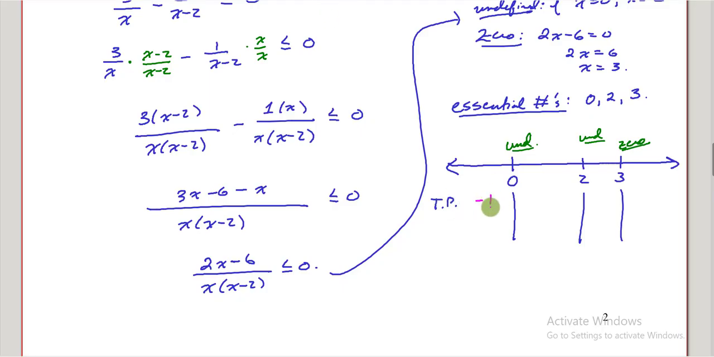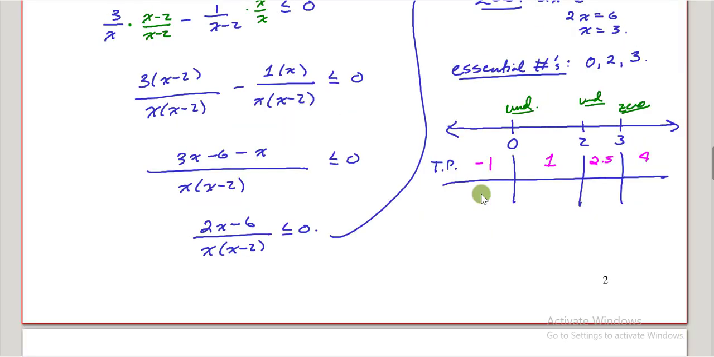Let's take, say, -1 and 1, and say 2.5 and 4, and I'm going to plug each of these test points into the single fraction that I've built over here on the left-hand side. And what I'm going to do is decide the sign of this fraction when I plug in the test point.